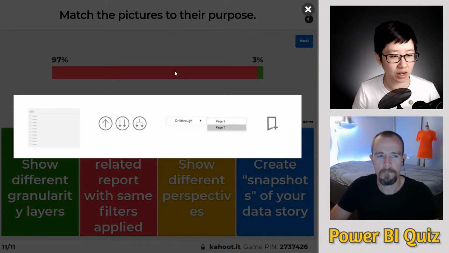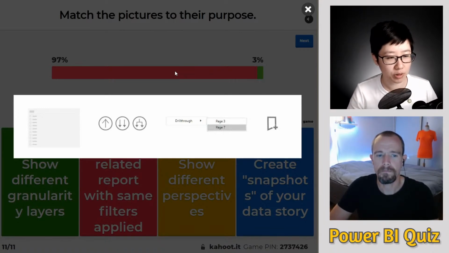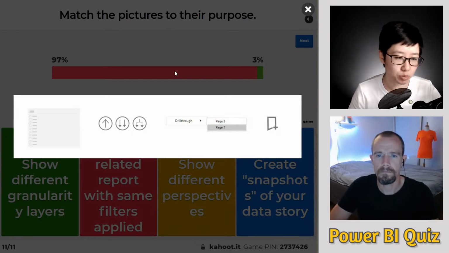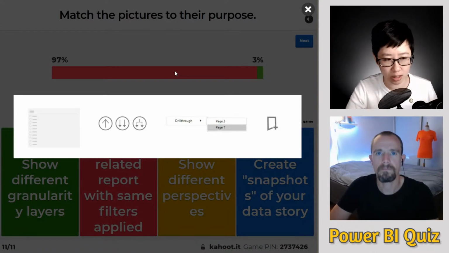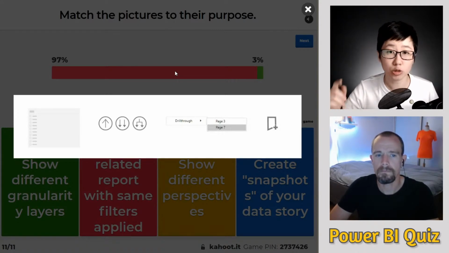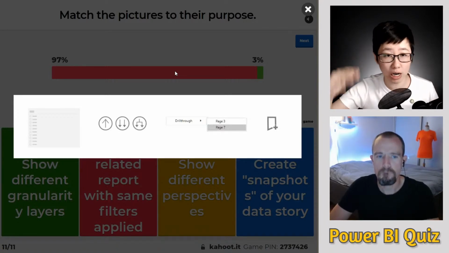The one on the left, slicer. The slicer is to give you an idea of the different perspectives. You want to slice and dice. You want to show only by this business unit, only by that sales channel, only for that country, only for that market. So it's to show you the different perspectives of that same set of data. Then the second one from the left would be the drill up and down. So it's the different granularity layers.